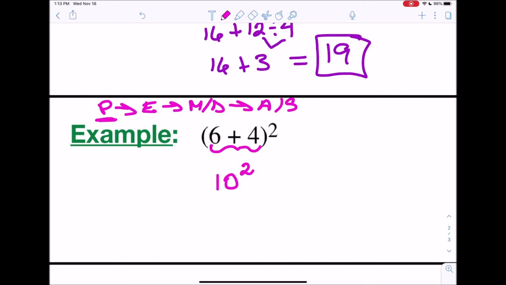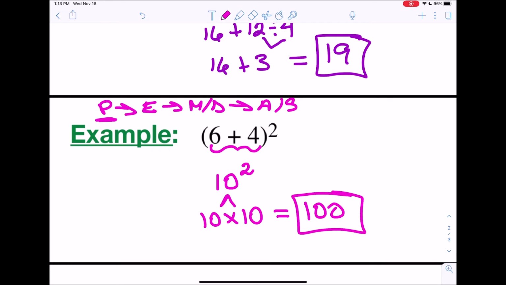The next step is exponents. So yeah, we have an exponent. And 10 to the second power, that exponent 2 tells me that I'm going to have two 10s multiplying together. And I end up with 100 as my answer. Okay, so if there's an exponent outside of the parentheses, do whatever's inside the parentheses first. Then you take the exponent of the answer. All right.